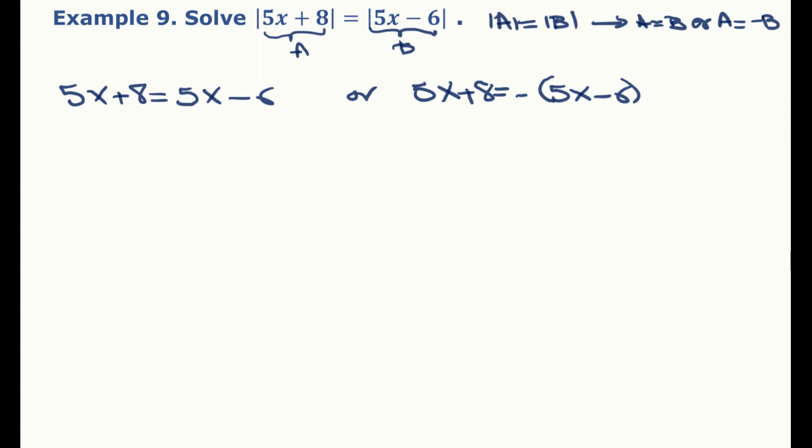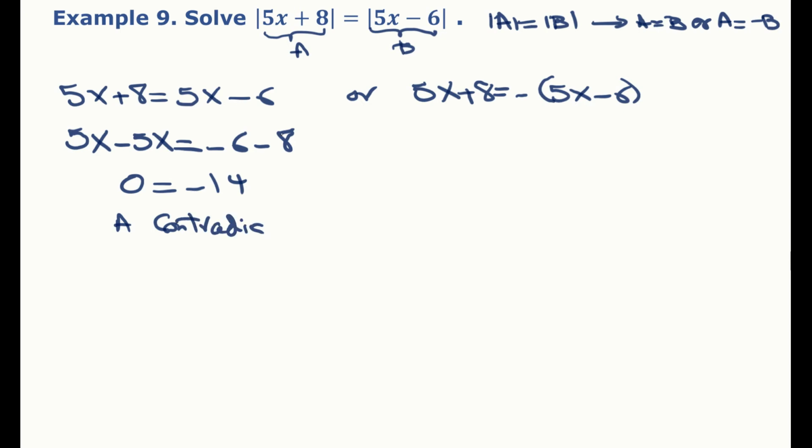On this first equation, we can go ahead and get the x's on one side. We'll keep this 5x on this side. We'll move this one over so it becomes negative 5x. On this side, we'll keep the negative 6. We'll bring the 8 over so it becomes minus 8. So now we end up with 0 equals negative 14. This, of course, is a contradiction. So we're not going to get any solutions out of this first equation. So no solution from this one, right?